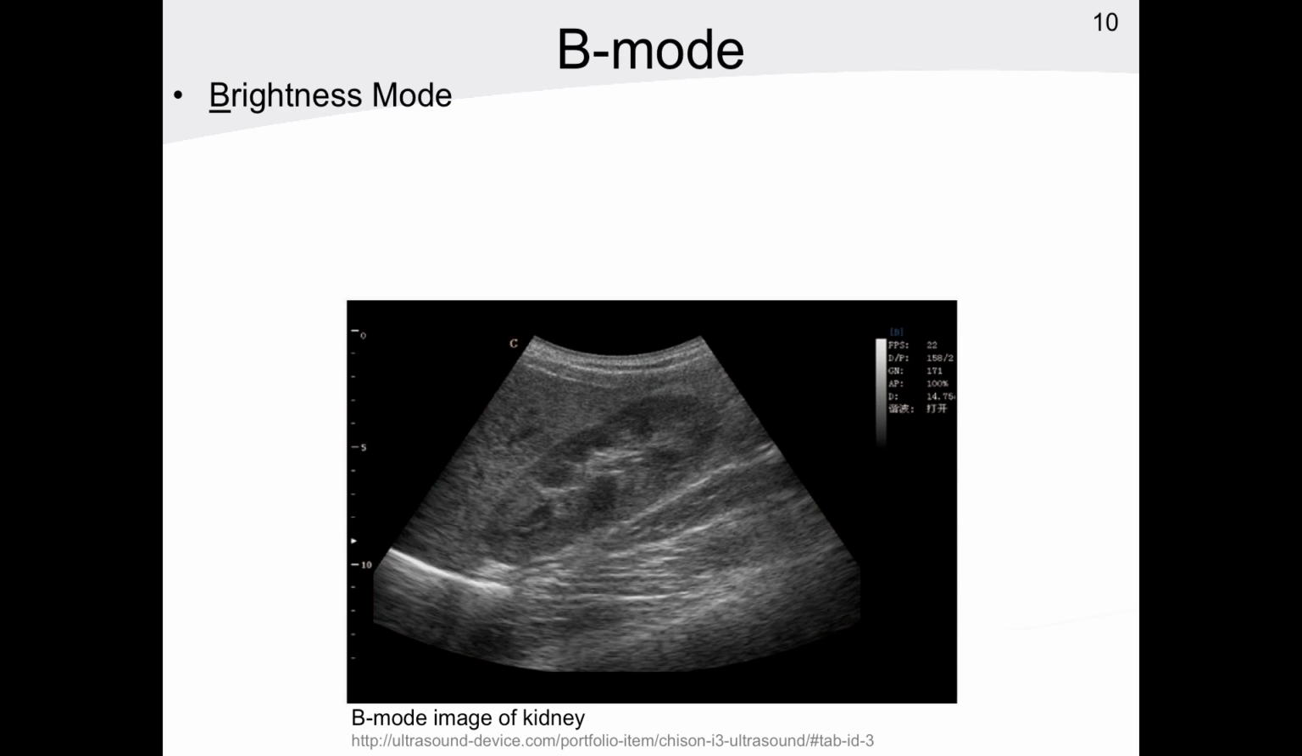Now let's talk about B-mode ultrasound imaging. B-mode is the most commonly used mode of ultrasound, and the B stands for brightness. Essentially, the pressure amplitude, which is received by the transducer, is converted into the intensity or brightness that you see on the ultrasound image.